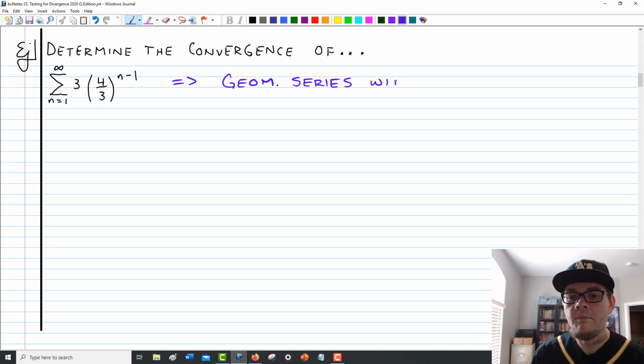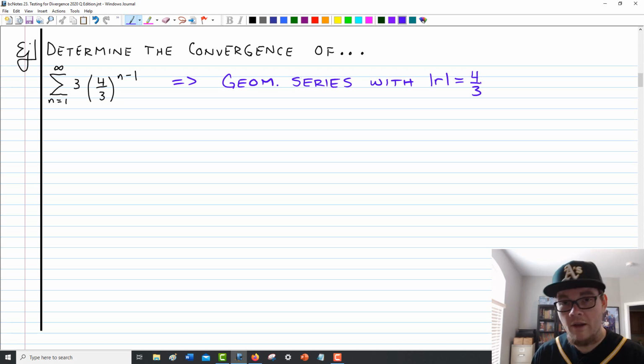In particular, though, this geometric series has a ratio. That ratio is whatever it is that we're multiplying over and over again. So right here, from looking at the structure of that summand, that's the thing inside the summation, we can see that the magnitude of r is going to be 4/3. Now at this point you ask yourself, does that ratio have a value greater than or equal to 1 or less than 1? And the answer here is clearly that it's greater than 1.